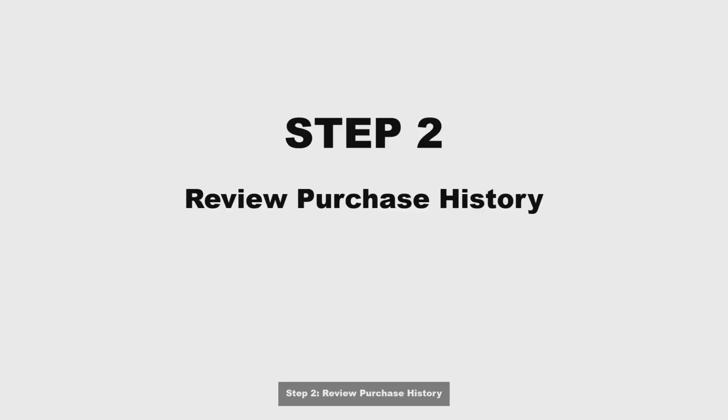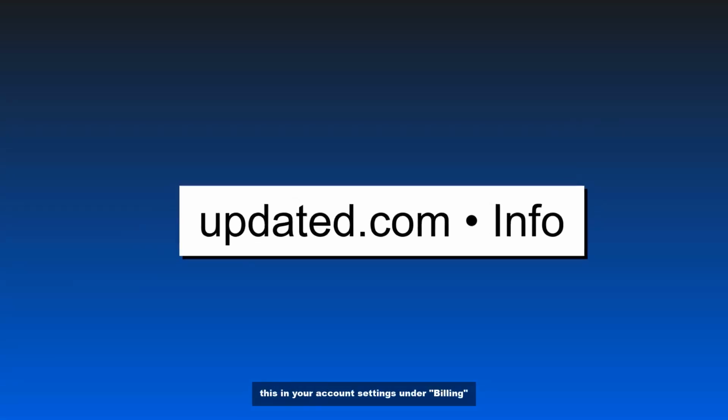Step 2. Review purchase history. Access your purchase history to identify any unauthorized charges or errors. You can find this in your account settings on the billing or order history. This will help you pinpoint the source of the problem.